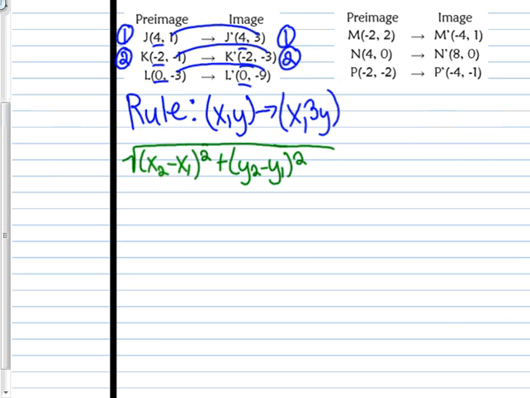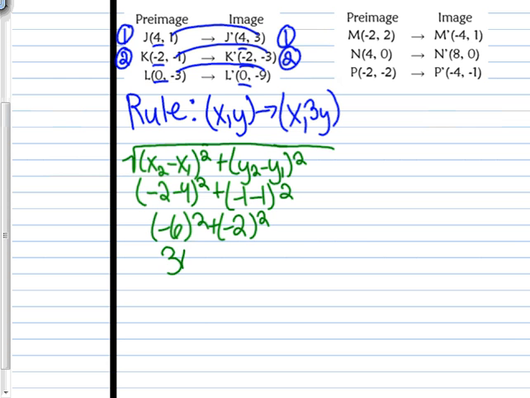Okay? So I'm looking first at JK, square root of x2, so -2 minus 4 squared plus -1 minus 1 squared. So I have -6 squared plus -2 squared. 36 plus 4 is 40, the square root of 40. So JK, the length of JK was the square root of 40.